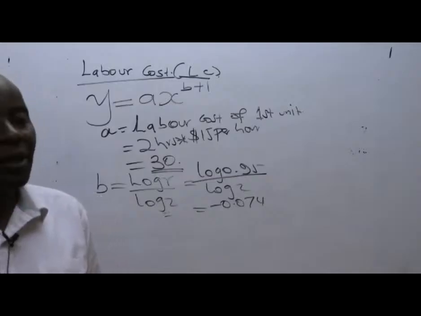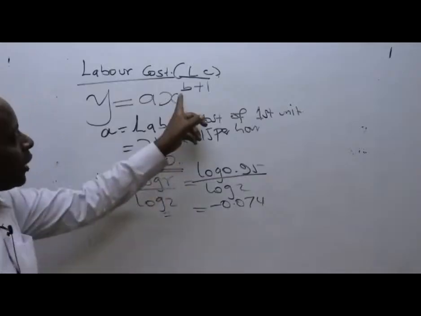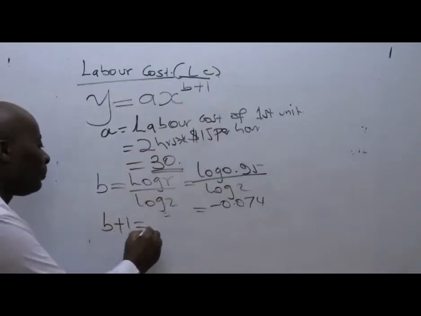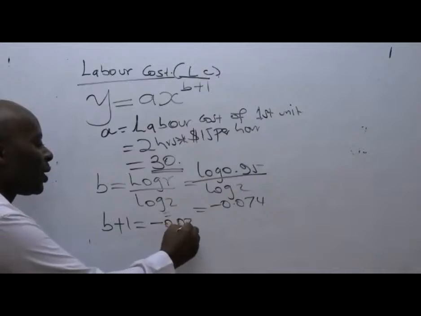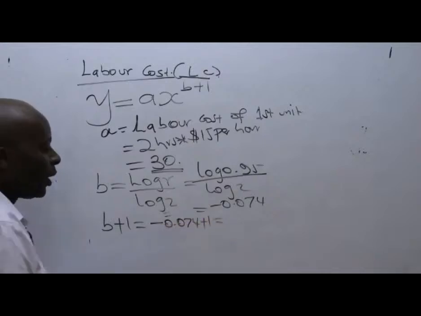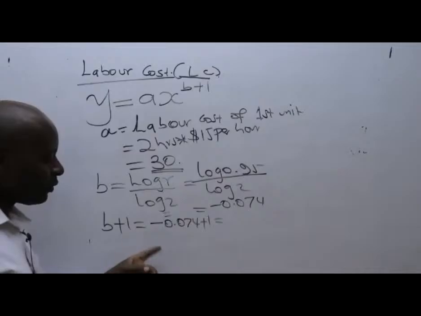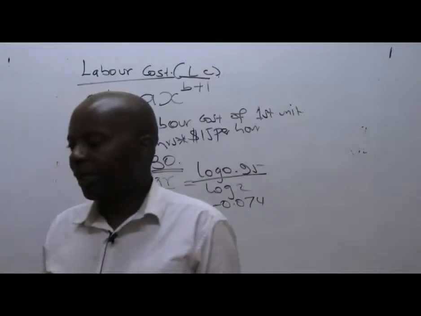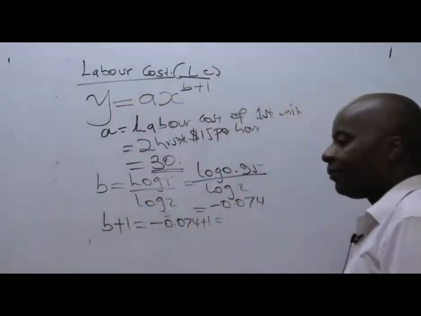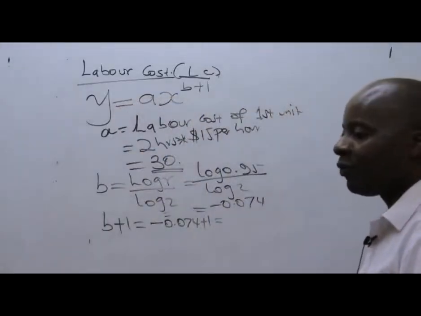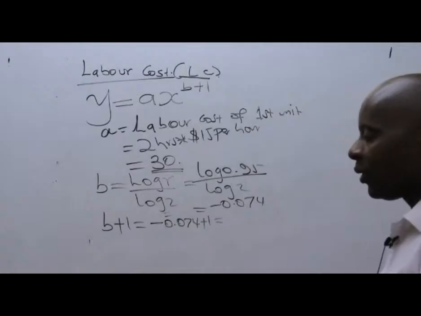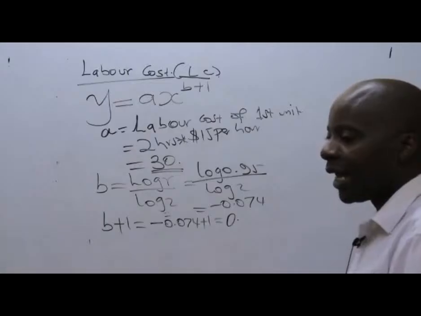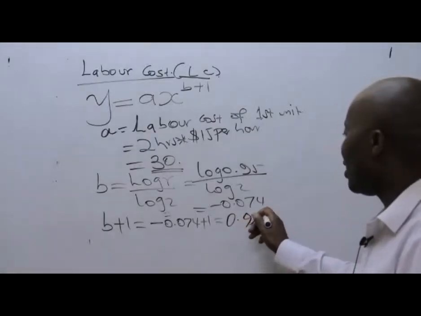Ladies and gentlemen, the moment you give me B, I know as per the exponent we want to give them B plus 1. So this will be minus 0.074 plus 1, which will end up giving us what figure? Minus 0.074 plus 1. What figure do we have here, somebody? 0.926. Thank you very much, Lucy.